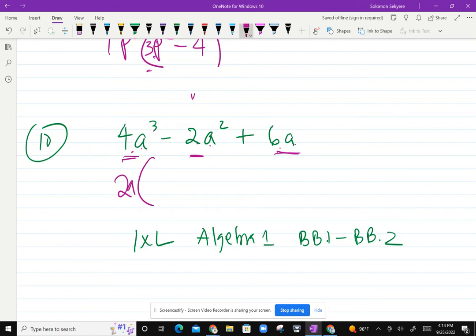So I take 2a out. If I take 2a out of 4a cubed, what do I have left? I have 2a squared. See that? And then minus 2a squared. If I take 2a out, what am I left with? I'm left with just one a. And then if I take 2a out of 6a, what am I left with? 3. That is your answer for now.